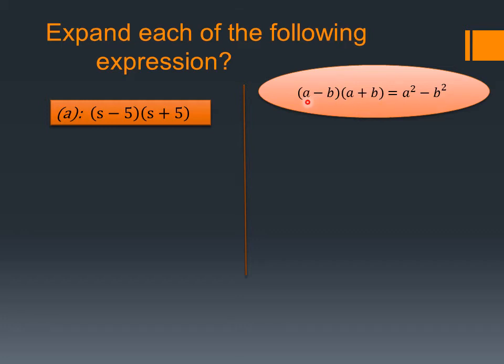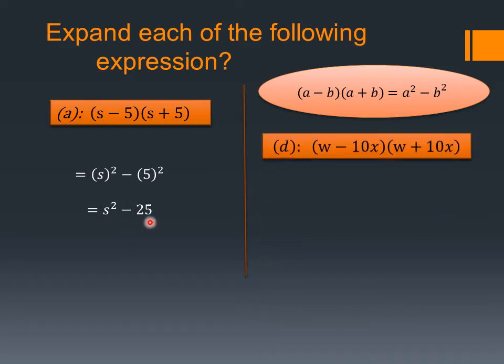We have been given the left side of the equation. Left side is equal to our question, which is a minus b and a plus b. So can you tell me what is a in this question and what is b in this question? a is s and b is 5. So a square minus b square means the square of s minus the square of 5. So I will write it down, s whole square minus 5 whole square. Opening the squares, we will get the answer s square minus 25.